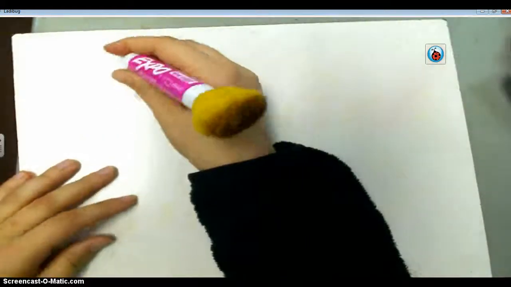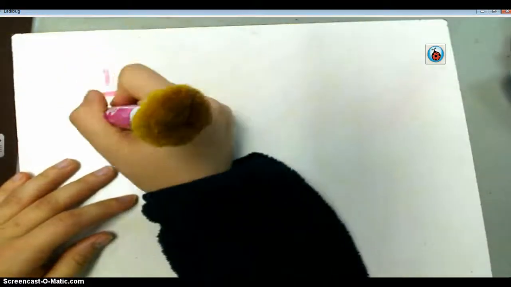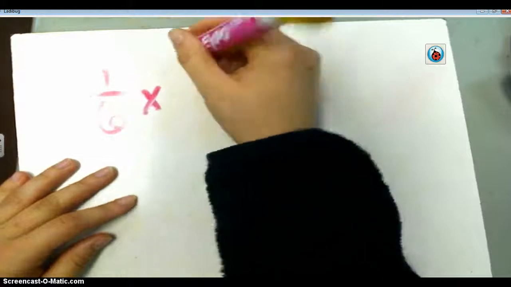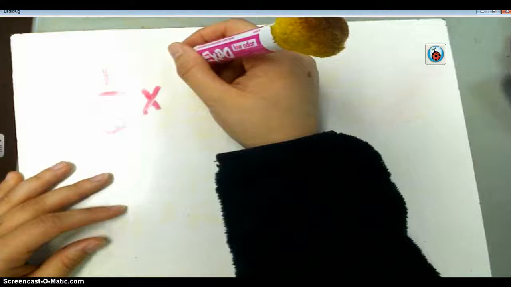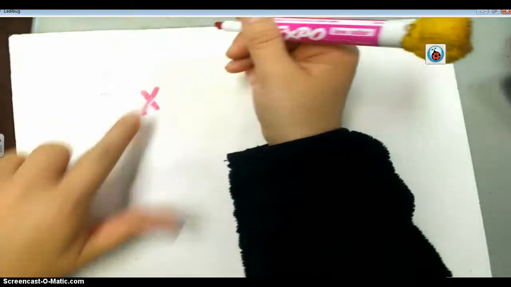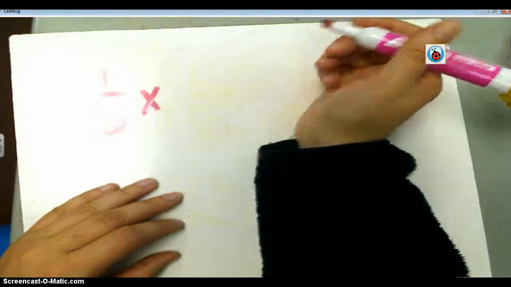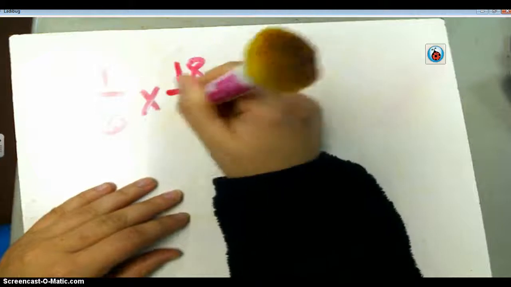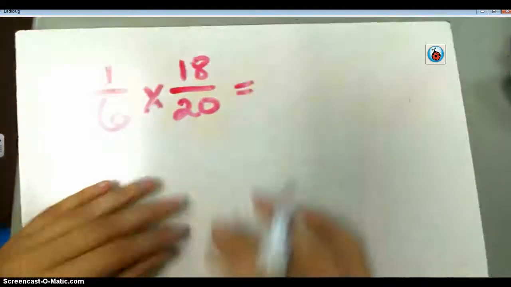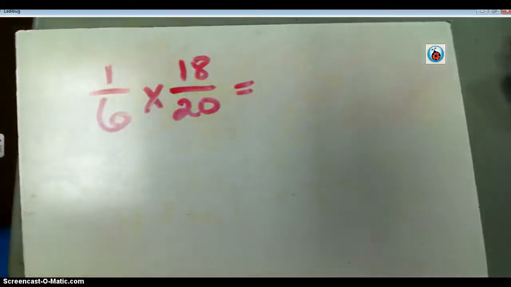Okay, this one you can do on your own. Stop and listen. This one we're going to try again with the reducing. 1/6 times 18/20. Try doing the trick, the reducing. We need to reduce.